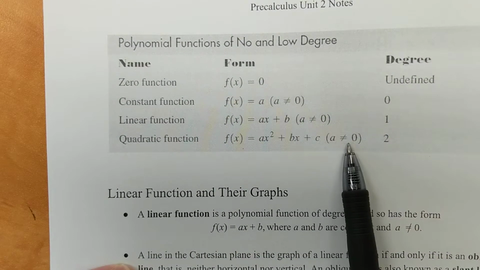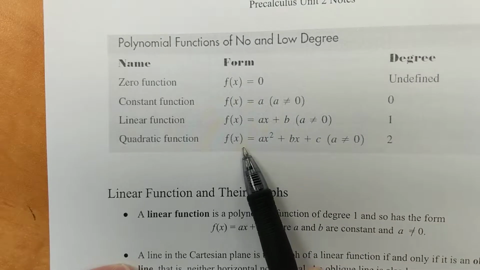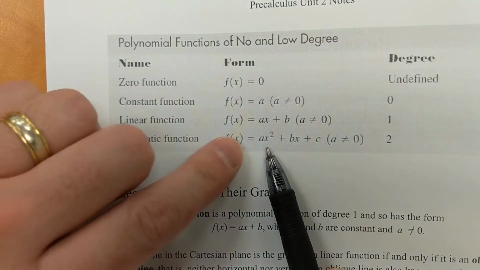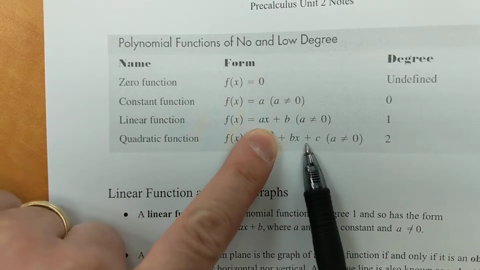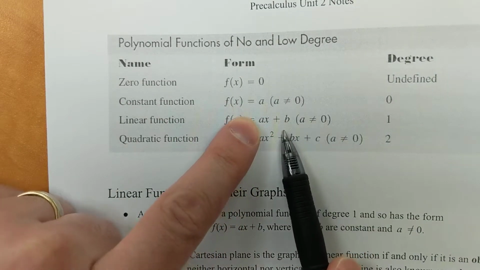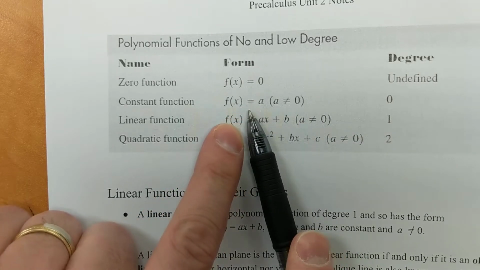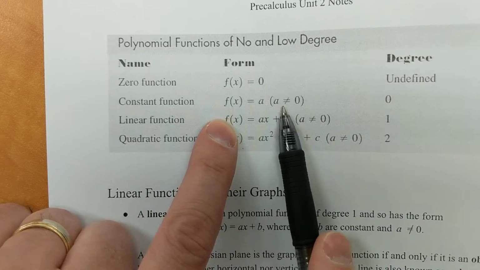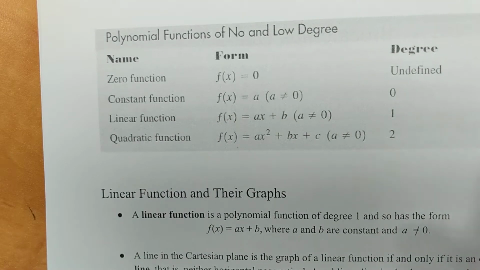Now these a not equal to 0 conditions are important because, for example, in the quadratic, if a is equal to 0, that term disappears and you're just left with bx plus c, which is the same thing as a linear function. In a linear function, if a is 0, this becomes b, which is the same thing as a constant function. And in this case, if a is 0, then you just have a 0 function.